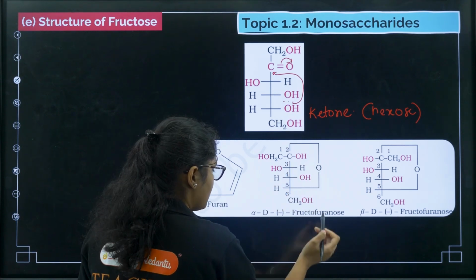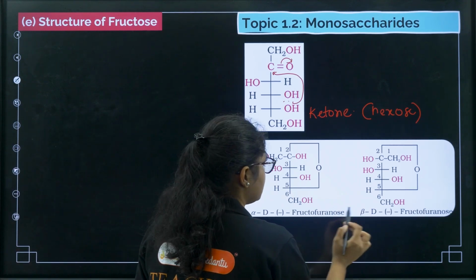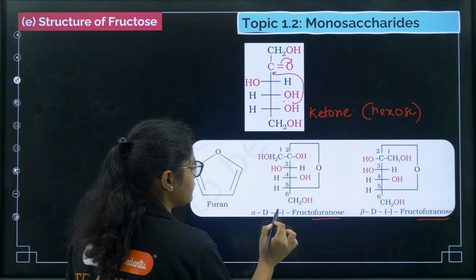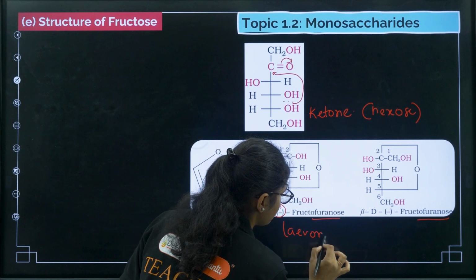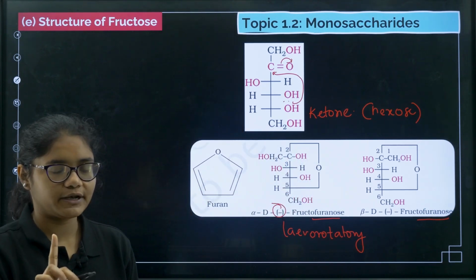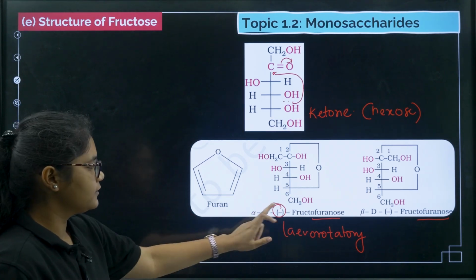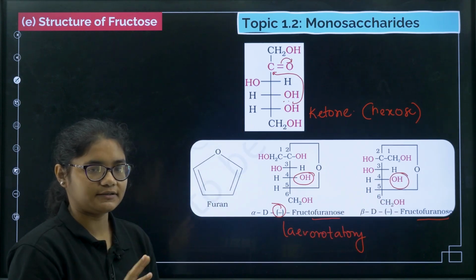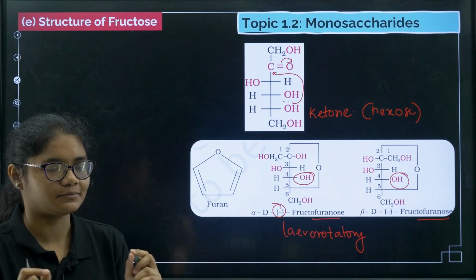Now, as we have alpha and beta in the case of glucose, similarly we have alpha D-fructofuranose and beta D-fructofuranose. Now if you see fructose, we have a negative rotation, right? So this is what fructose is, levorotatory. So remember, glucose was dextrorotatory, fructose is levorotatory. Now, D stands for this OH group, right? This is on the right, this is also on the right, so that is why it is capital D; it represents the configuration of the last asymmetric carbon.